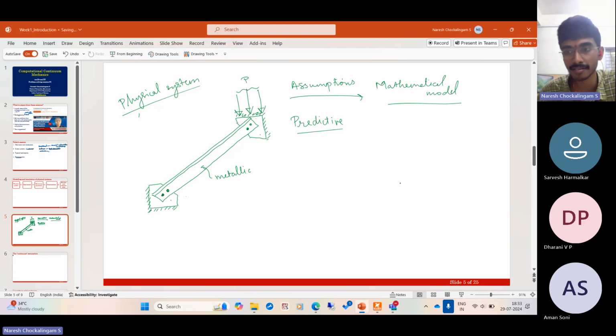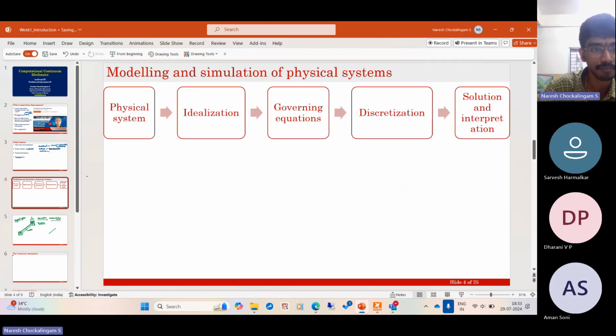So as all of you know, how do you represent a truss member? You just represent it by a line connecting 2 points. And at the ends, you provide some kinds of support conditions. So this is the first step. From a physical system, you get to what is called an idealization.